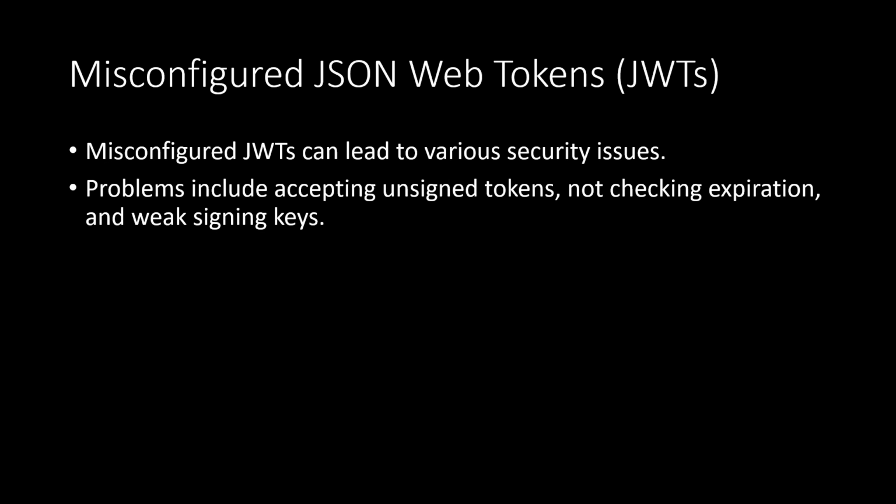Misconfigured JSON Web Tokens, or JWTs, can introduce several security risks. Issues like accepting unsigned tokens, not checking token expiration, and using weak signing keys can compromise API security. It's essential to configure JWTs correctly to ensure robust authentication and authorization.